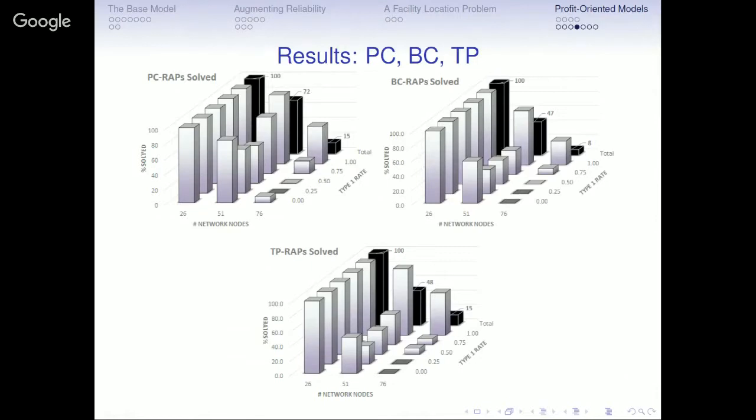So we see a similar picture here for the budget constraint and for the target profit. That doesn't seem to make a huge difference. We just have to somehow deal with these gaps here in the middle, which come from just the combinatorial hardness of these instances, at least.